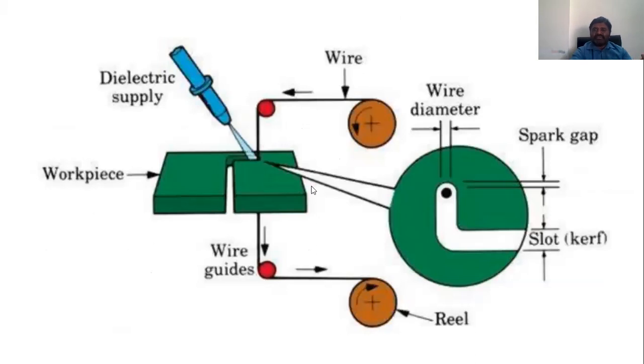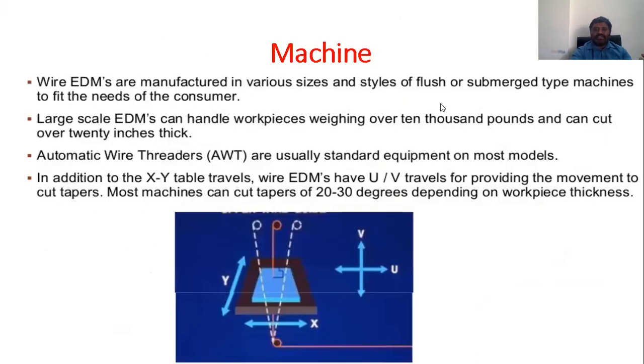See from the diagram we just discussed, the wire EDM machines are manufactured in various sizes and styles, and flush and submerged types of machines, to fit the needs of customers. We are using the EDM to handle workpieces weighing over 10,000 pounds and it can cut over 20 inches of thickness. We can go with that one.